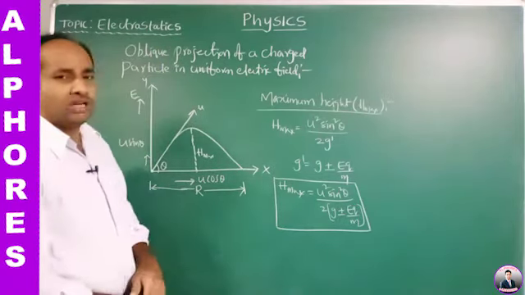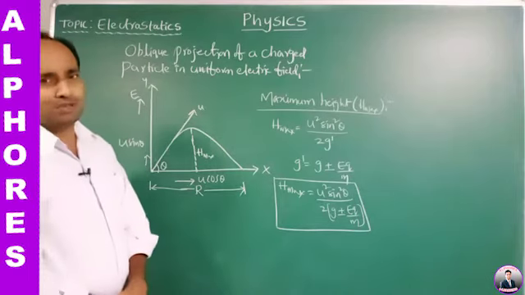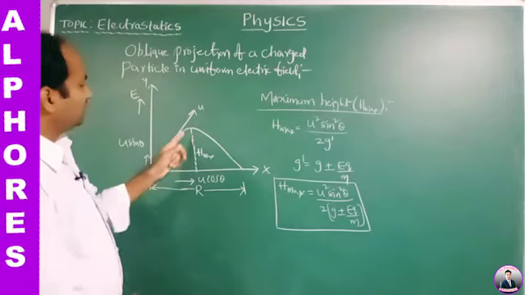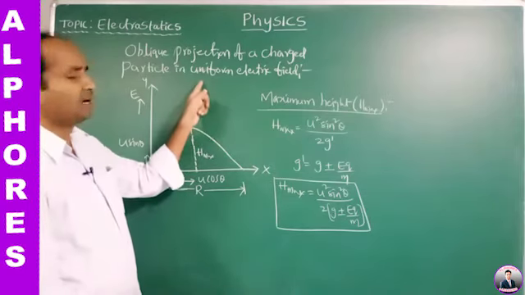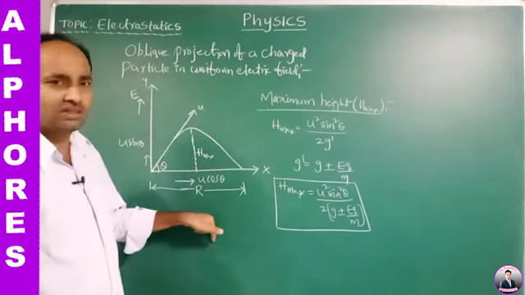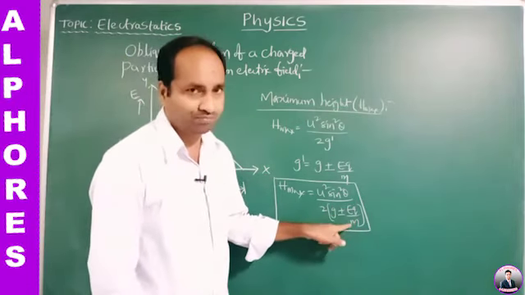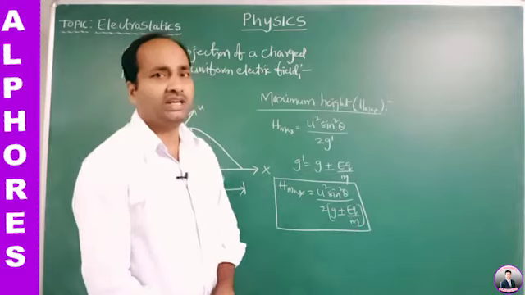Next, instead of a negative charge, if a positive charge is projected, the direction of electric force is upwards, but gravitational force is downwards. Then what should you take? g minus eq by m.